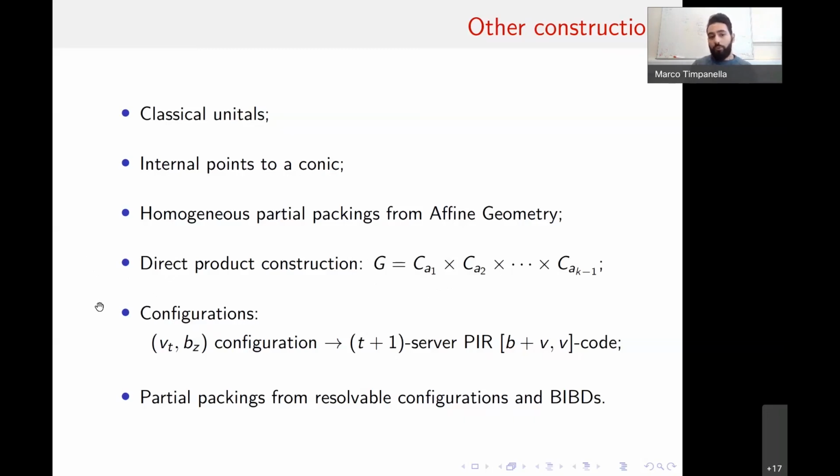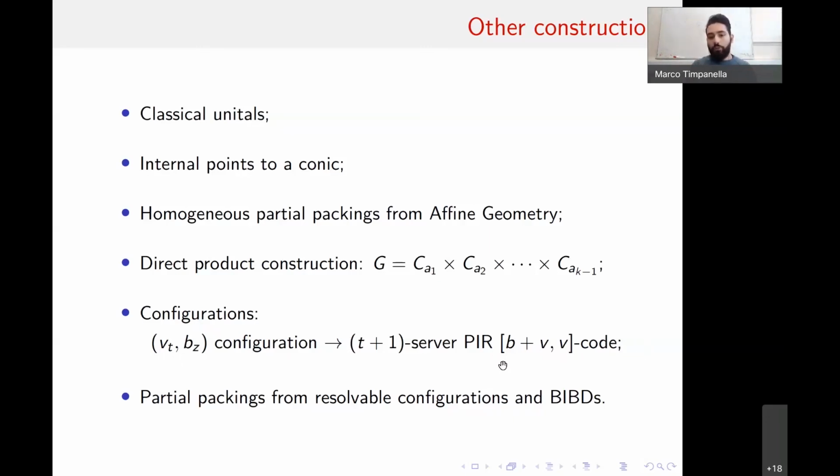And also, apart from the approach with k-partial packings, other remarkable objects from design theory that allow to obtain PIR codes are configurations. Here, a (v,b,t,z) configuration is a set of v points, b lines, such that on each line there are z points, and through each point there are t lines. And with the additional property that through 2 points there is at most 1 line. It is possible to apply the lemma of Fazeli, Vardy, and Yaakobi to these objects to obtain a certain family of PIR codes.